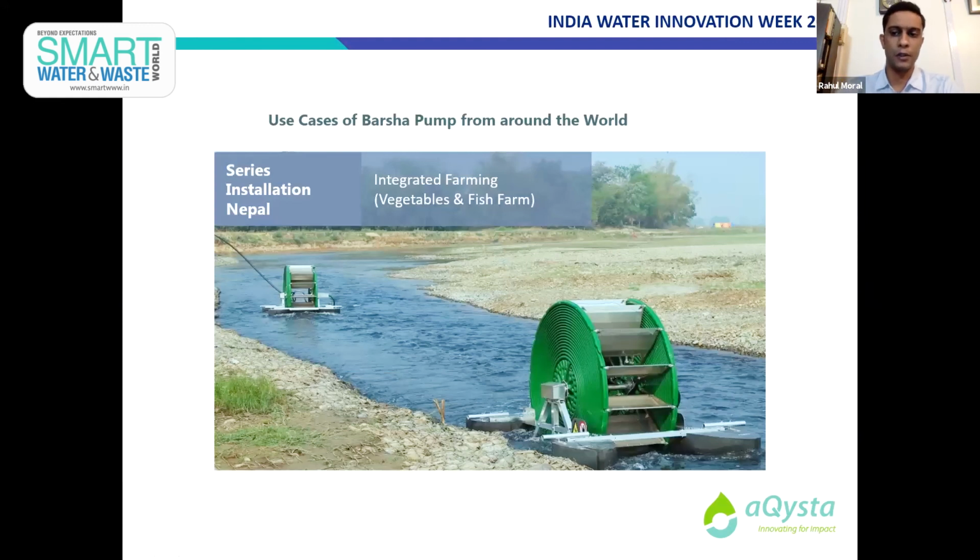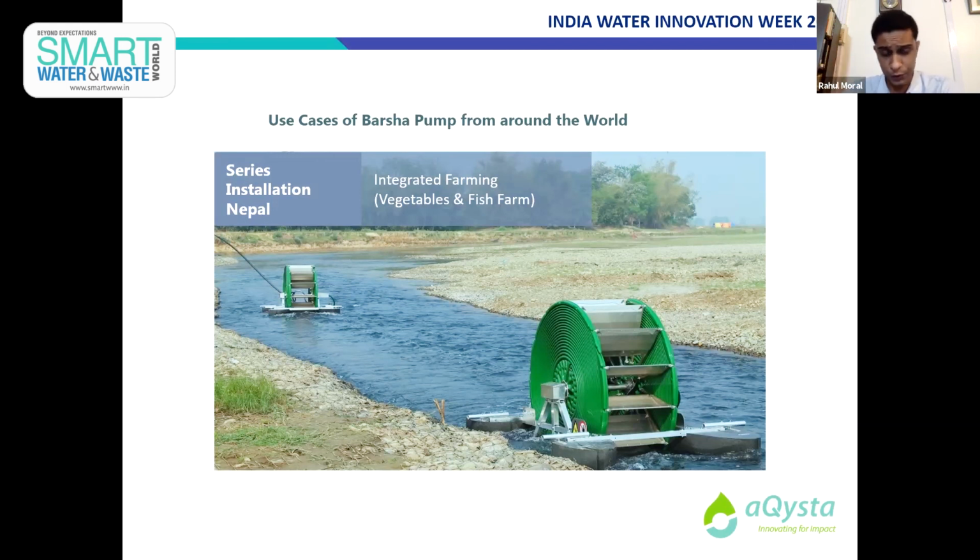These are some of the cases from around the world. I'd like to stress Nepal first because we've been there the longest and we've seen some really encouraging results. This is what we call a series installation, where two Barsa pumps have been installed simultaneously on the same river. The combination of these two pumps can irrigate an area of up to 5 hectares of land. In a country like Nepal, 5 hectares of land will employ a lot of people. There'll be shared ownership, so a sizable number of people will be affected by this kind of implementation.